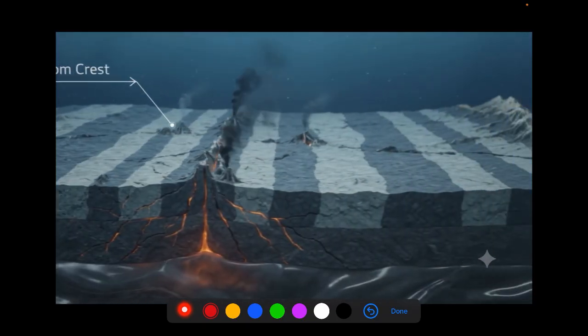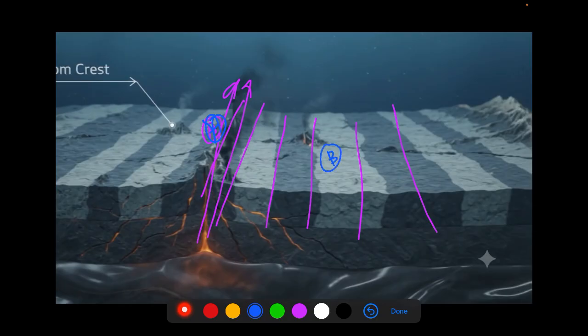Alright, let's take an example of this point. From here lava is coming out. You can see that stripes of rocks are present. Let's take this as band A, and this is band B. Right, this is band A and this is band B.